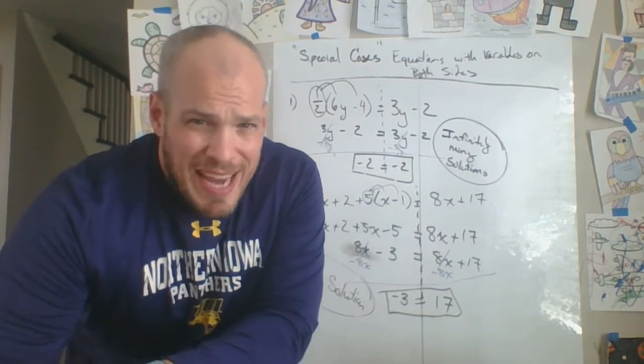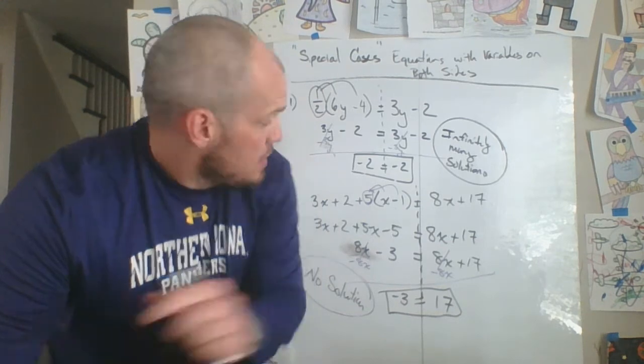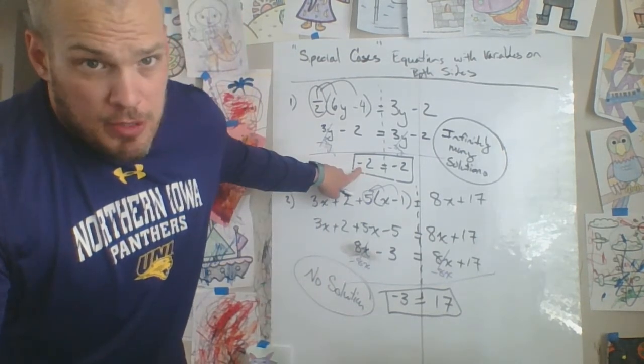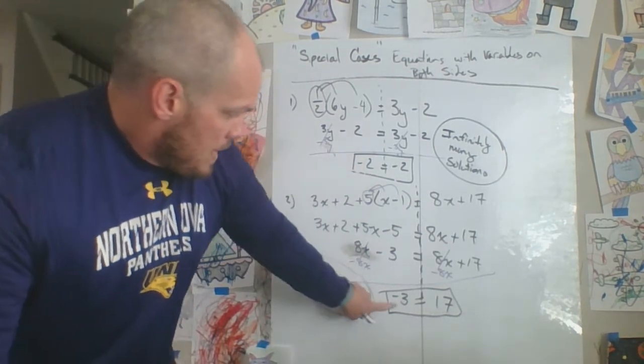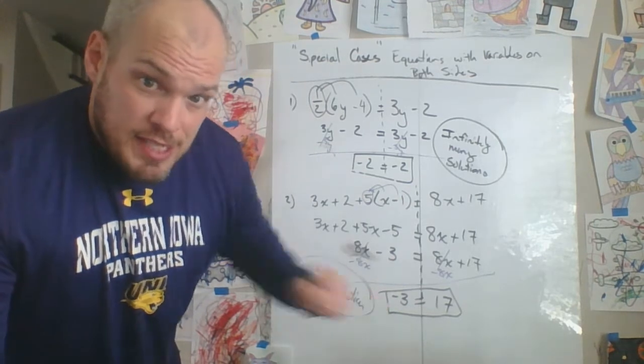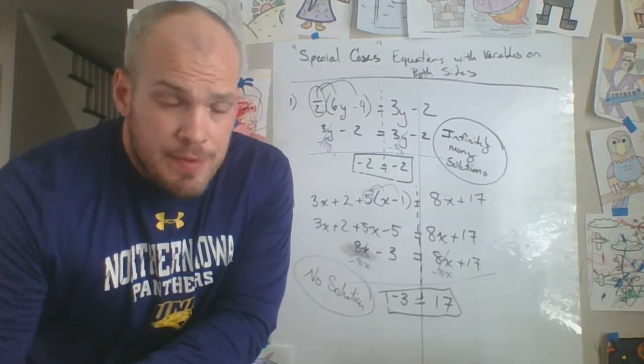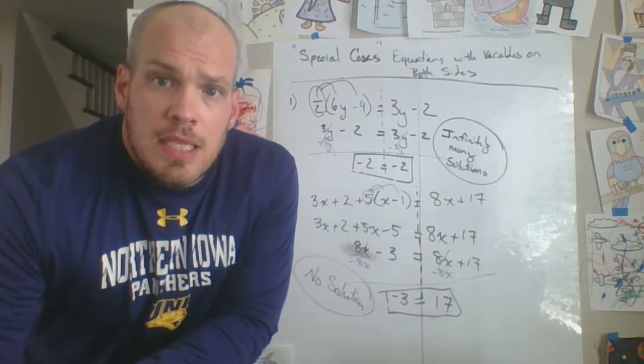Those are our two special cases. We have infinitely many solutions when we're left with no variables in our equation and a true statement. And when there's no variables and we're left with a false statement, we're left with no solution. Neither need to be checked, and both are complete.